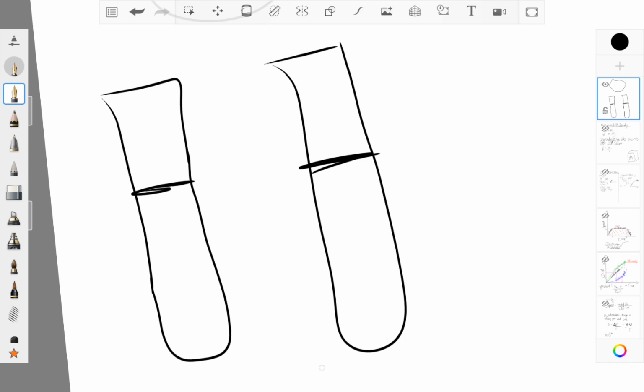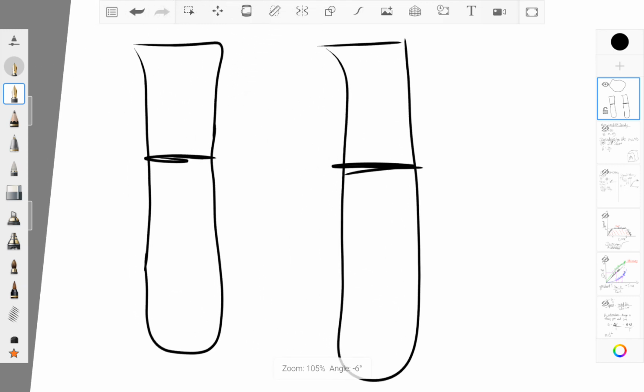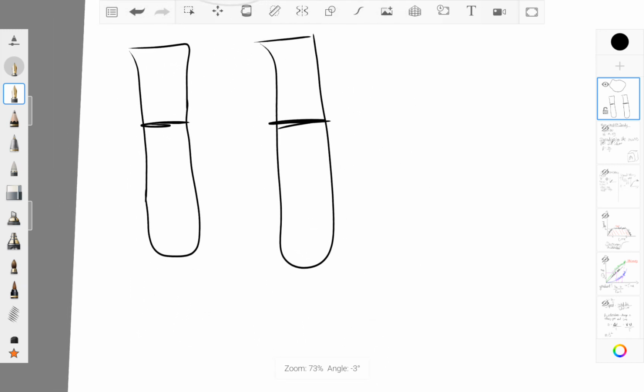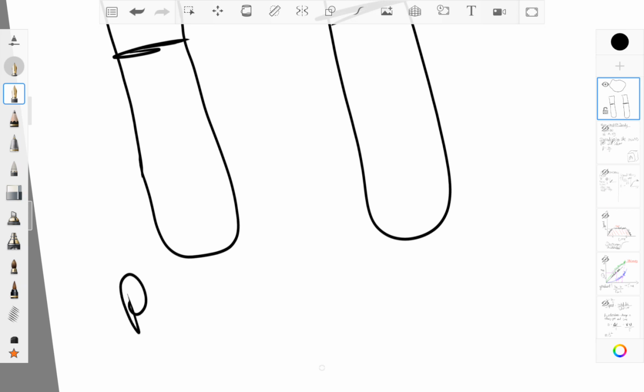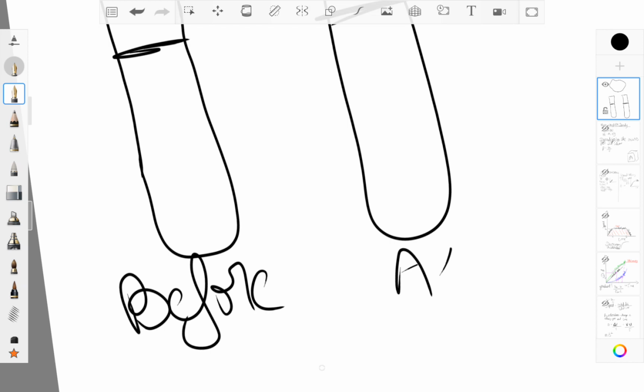Well, okay, just a second. Right, sorry, my bad. You don't need two measuring cylinders. You only need one. But I still had to draw two. Let's say this is the before and this is the after.